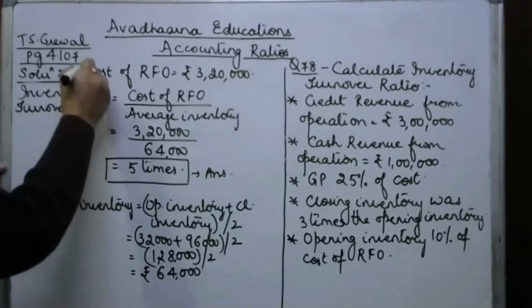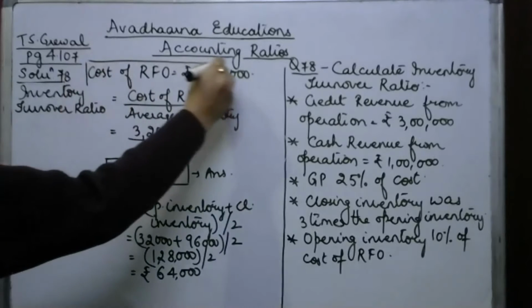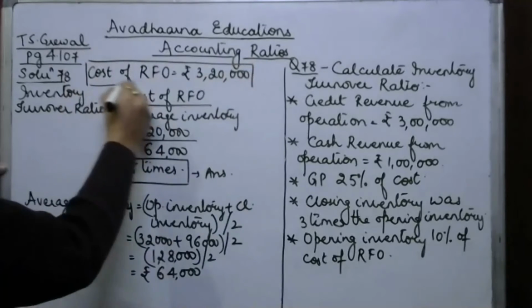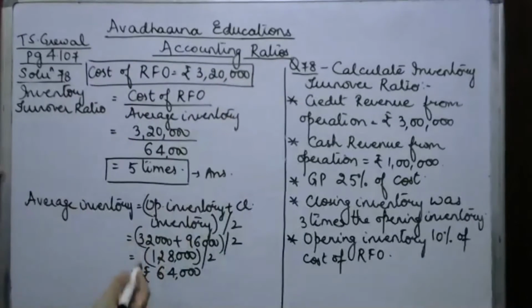And this is the solution of this problem. The cost of revenue from operation was 3,20,000. Opening and closing inventory were respectively 32,000 and 96,000. Average inventory is 64,000, and inventory turnover ratio is 5 times. I hope the solution of this problem is clear to everyone.